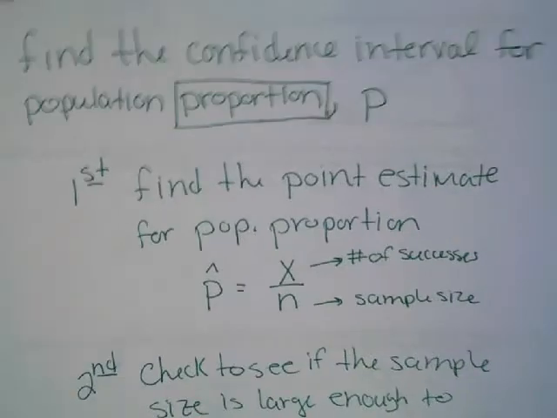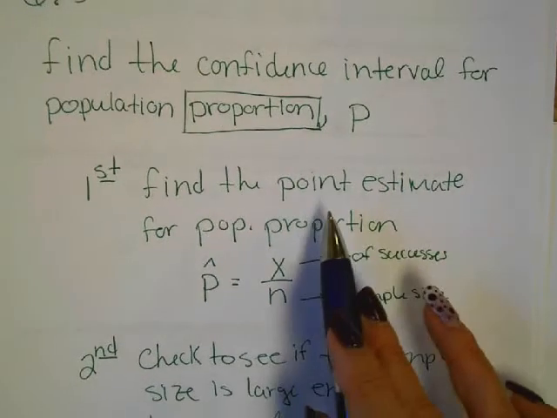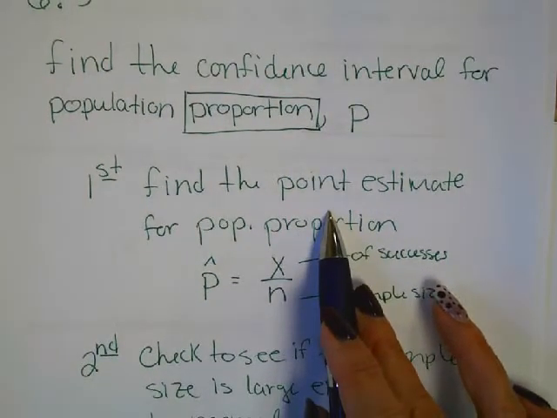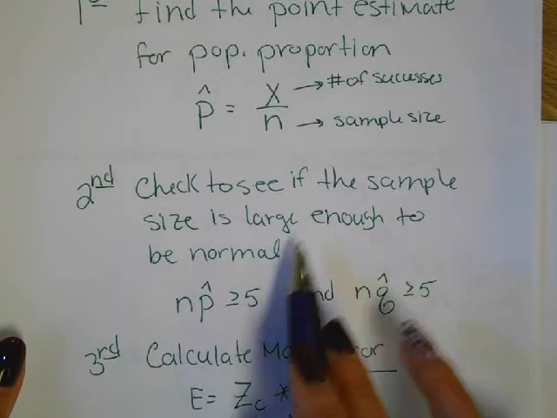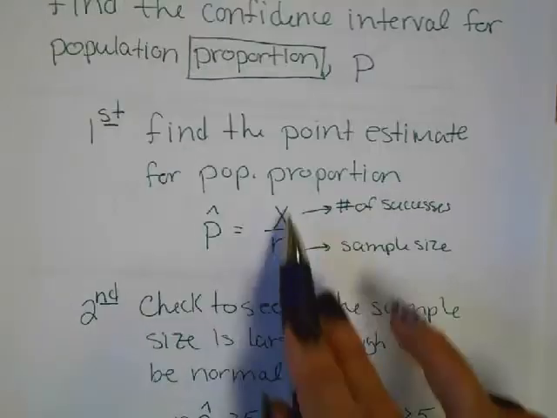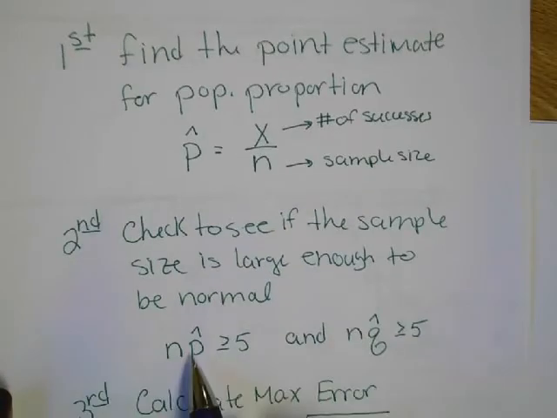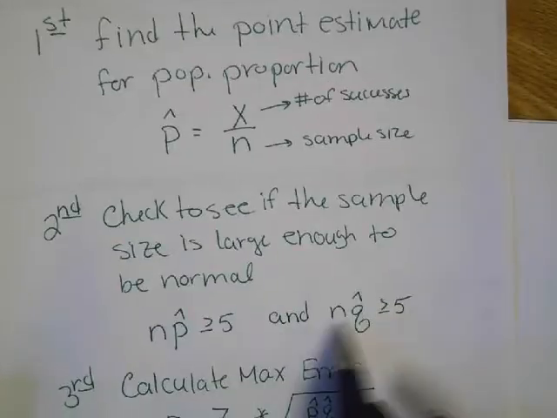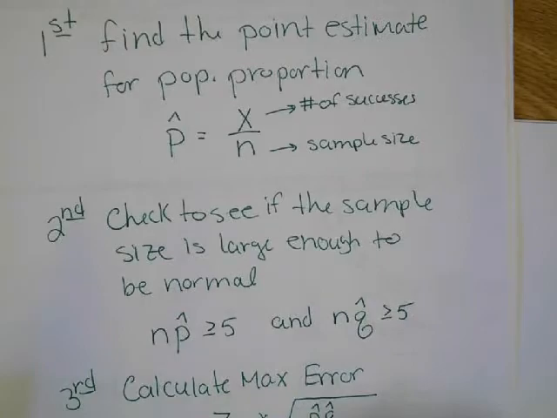If you remember the steps, finding the point estimate doesn't have to be done this time. But you do have to make sure that your sample size is big enough to be normal with proportions, and that's n times p hat. Well, I guess you do have to do this because you got to use it here for the check. Check that your sample size is big enough still, and then you move on to the program.